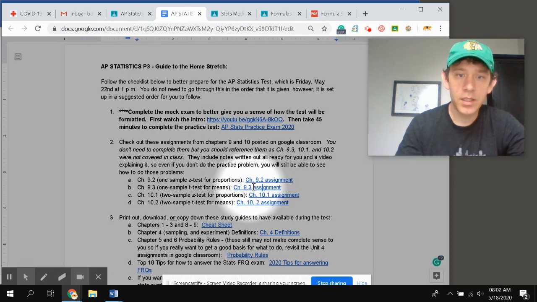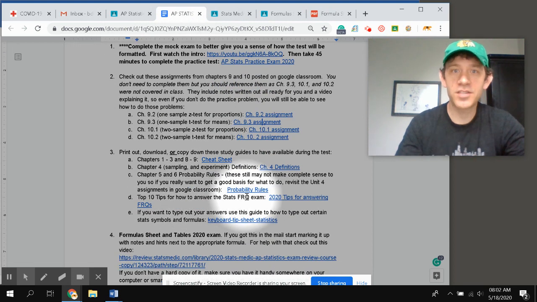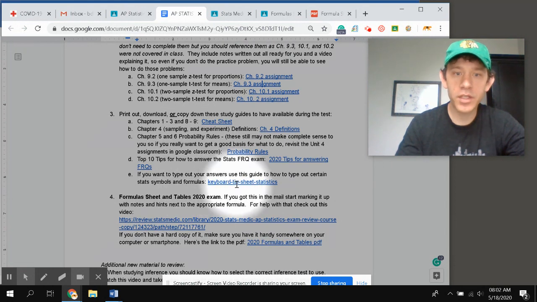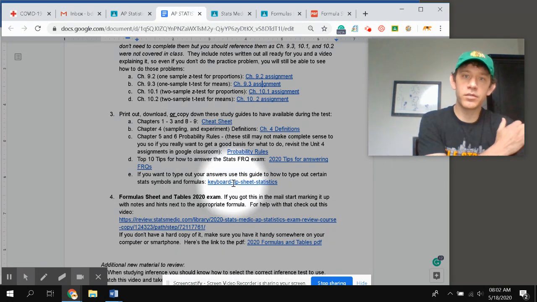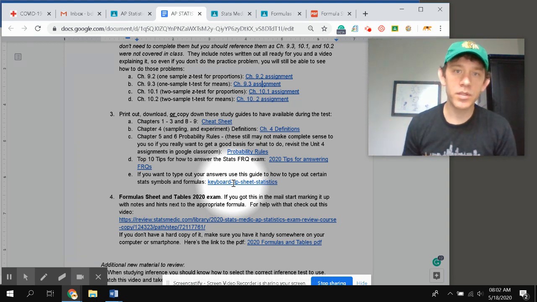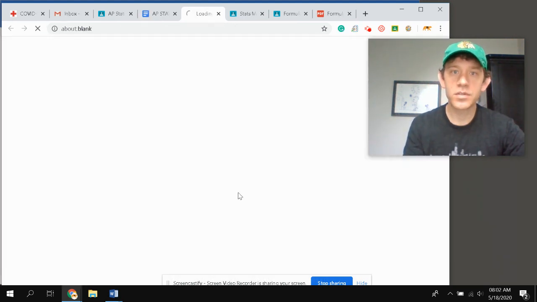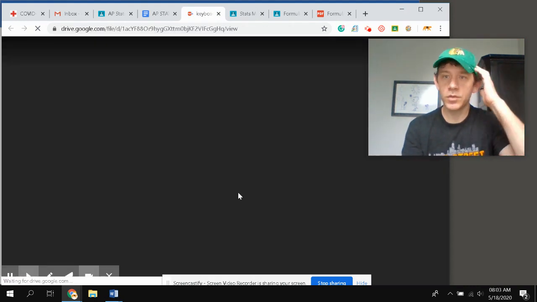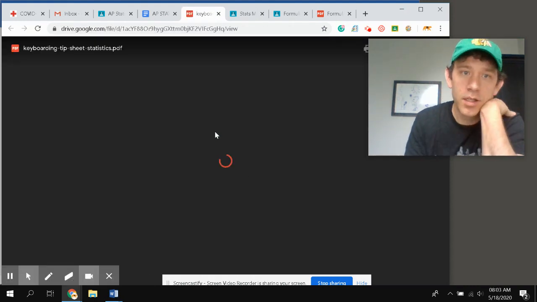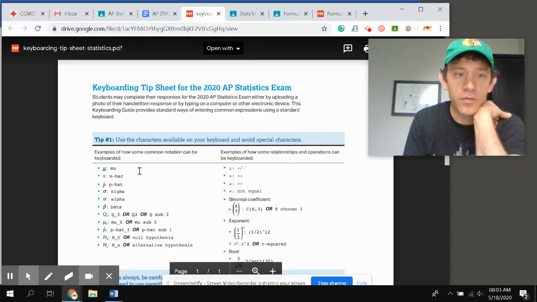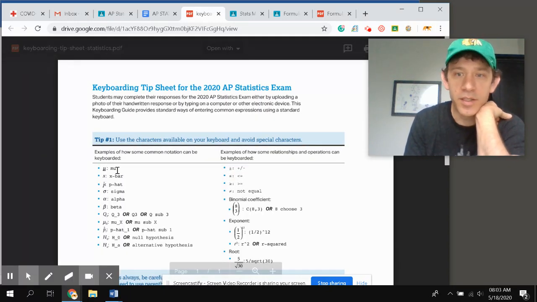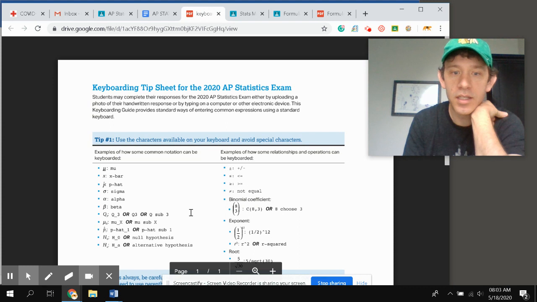All right. And then a bunch of things that you can just print out, have ready for yourself. If some of you are thinking about using the keyboard, just getting nervous about writing it by hand and then submitting it with your phone, this right here is your tips for using symbols, just typing out on the keyboard. Okay, so you click on that. You can take a look at all the ways to, like, if you want to say mu, just write it out: mu, x bar, p hat. You can have this handy.